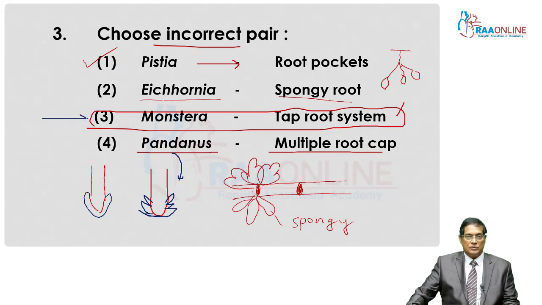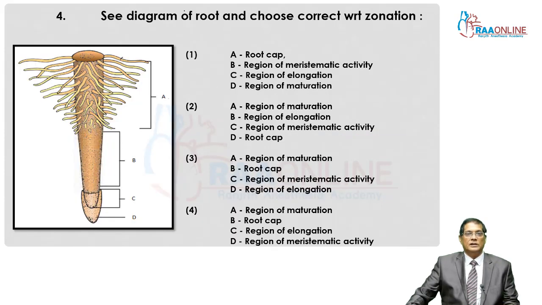The incorrect pair is only Monstera. It is said to have a taproot system, which is the wrong answer. It is known for adventitious roots. This is the diagram for root, and this is the root apex, and this is the basal portion.